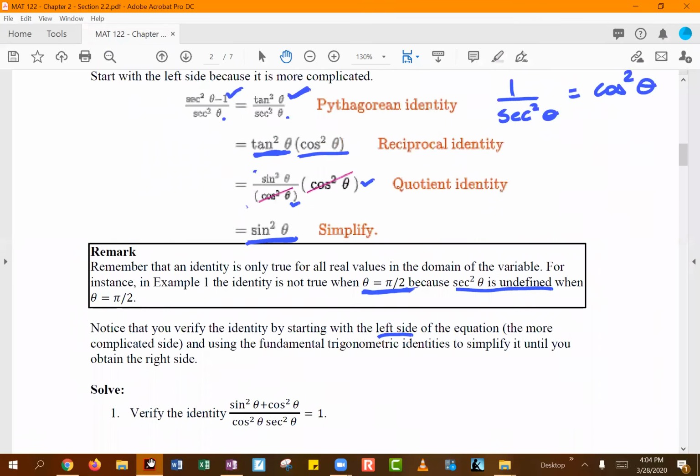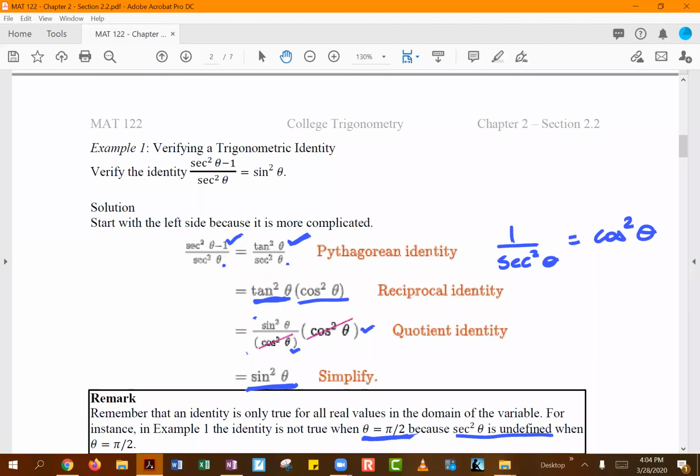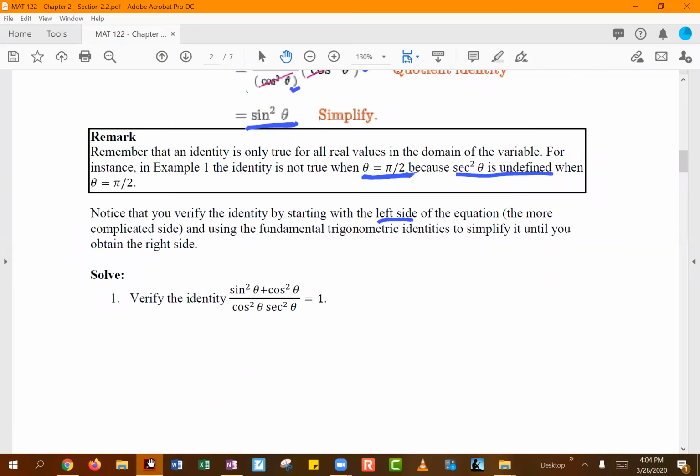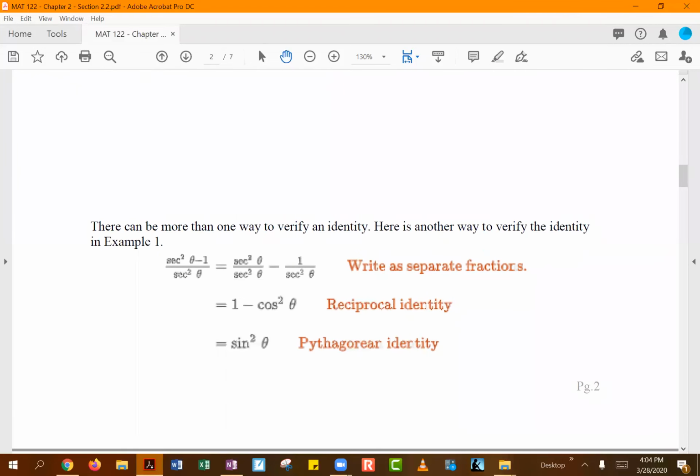So if you actually come back to this example 1 right here, they are showing us a little bit of a different approach on how we can solve this problem using a little bit of a different technique. So that's going to be at the bottom of this page. So basically here what they did was they took the denominator, and using the denominator, they separated the numerator. So you've got secant square of theta over secant square of theta. And then using the minus sign, we're separating our second fraction. So that's 1 over secant square of theta.